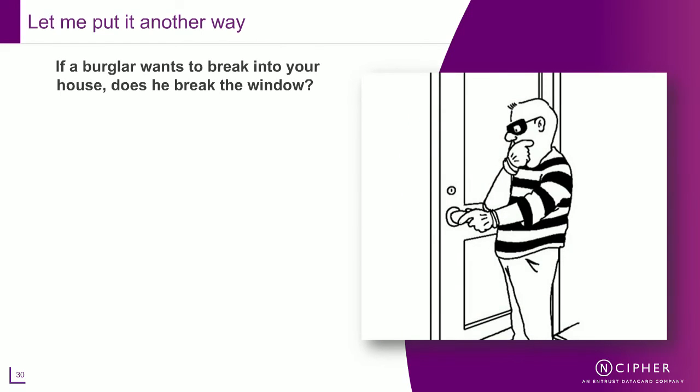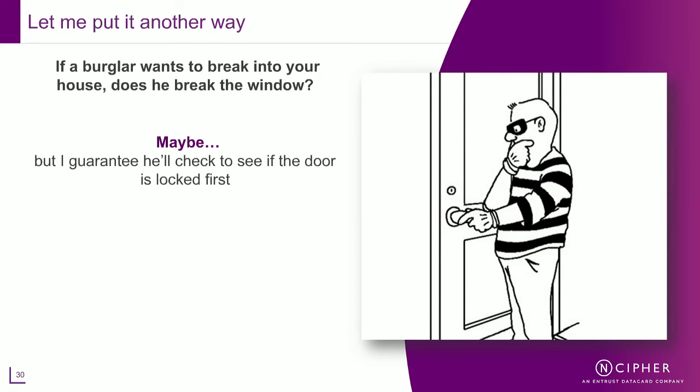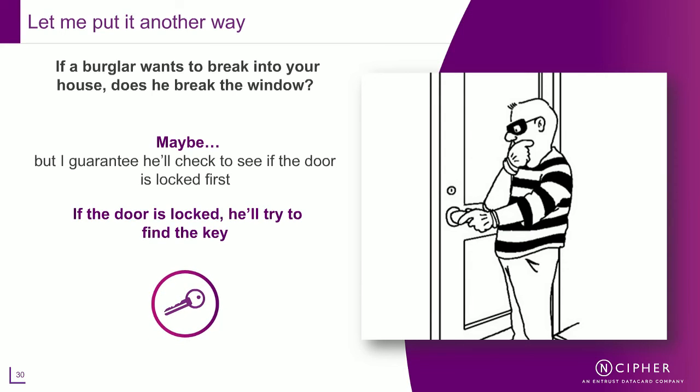You know, if a burglar were to come into your house or try to break into your house, is he going to break the window to get into your house? Probably not. If your house is anything like mine, I've got a window that's within 3 feet of my front door, and it'd be very easy for them just to break the window and get in. But the first thing they're going to do, I guarantee it, is check and see if the door is locked. Sometimes people don't lock their doors. That's a problem. But after they find that it is locked, they're going to check to see where the key is.